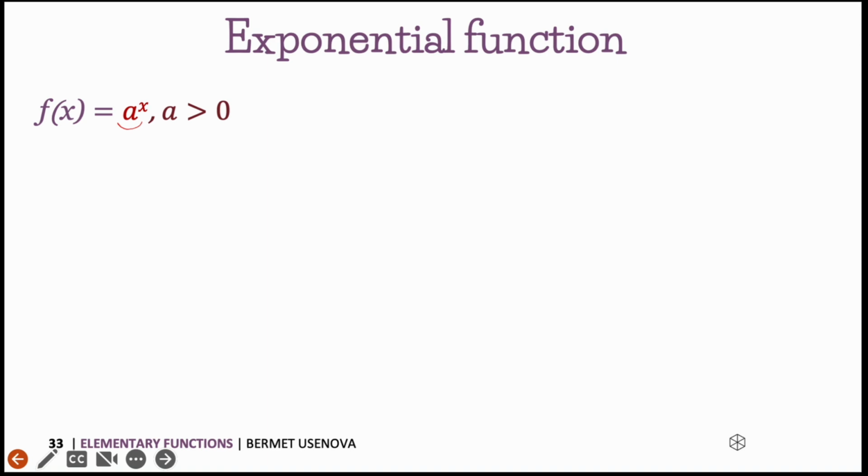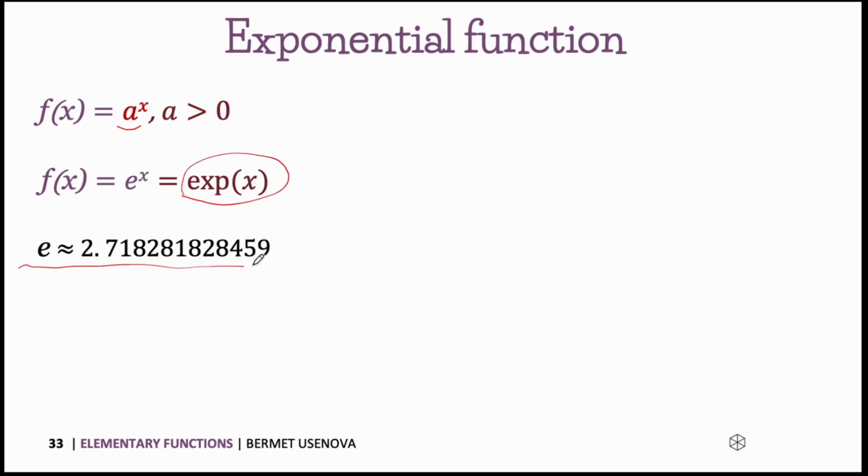We will have a closer look at a specific function, which is called the natural exponential function. The exponential function with the base e is called the natural exponential function. We can write it like this or like this. e here is Euler's number. It's an irrational number, just like pi. And the natural exponential function is one of the most important functions in mathematics and natural sciences.